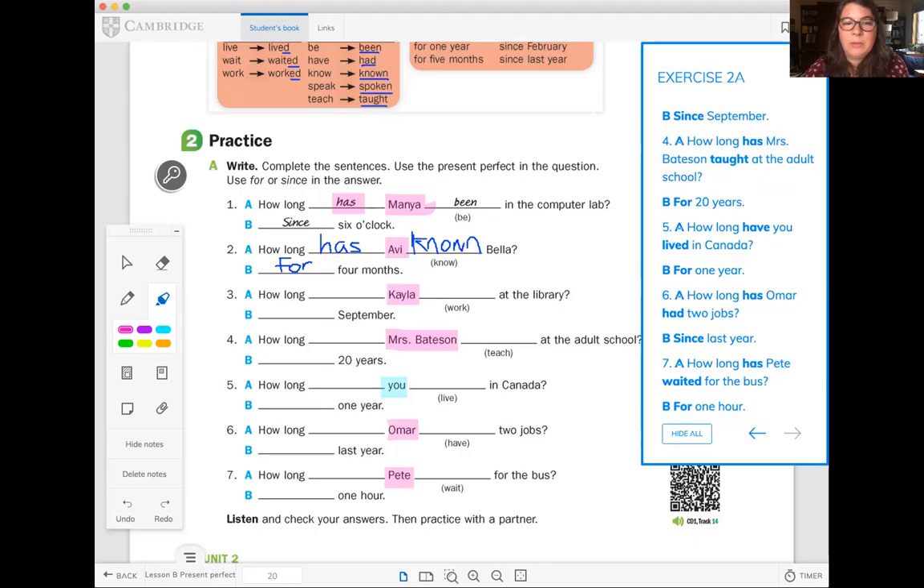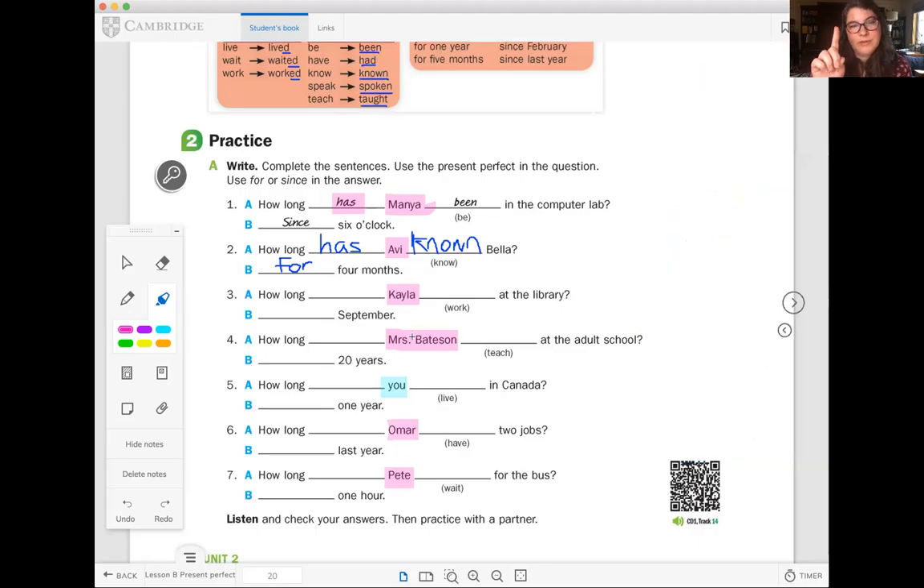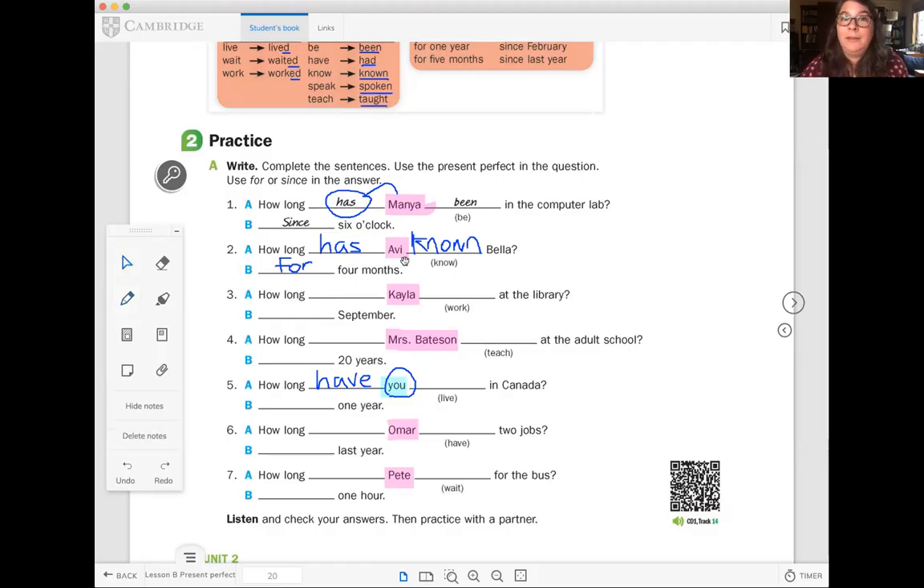Okay, so I want to remind you, all of these are one person, either he or she. So because of that, you need to use has. Avi has, Kayla has, she has, he has, he has. You is different, so you need to use have, right? Have is for you or I or we or they, okay? That's probably the number one mistake in this whole lesson, is people forget that. Okay, you guys doing okay?